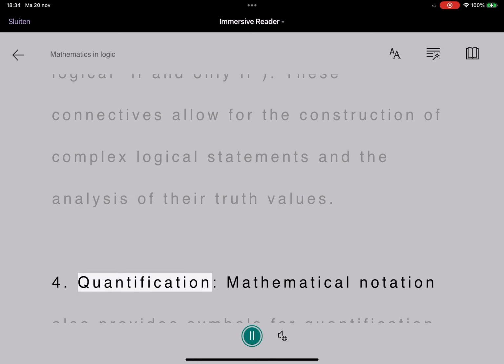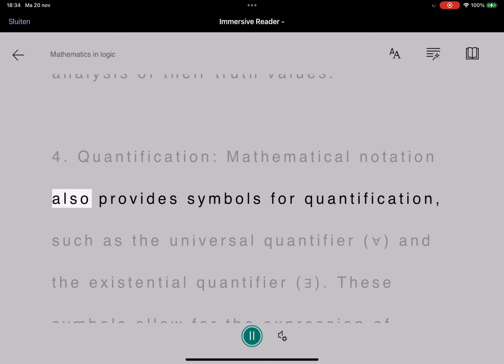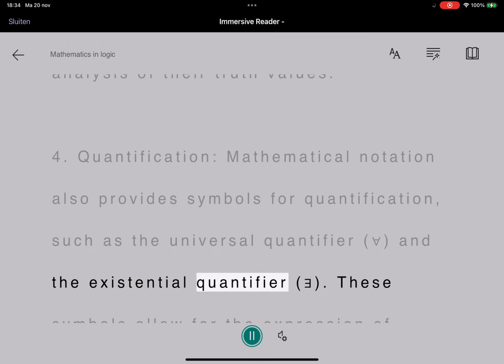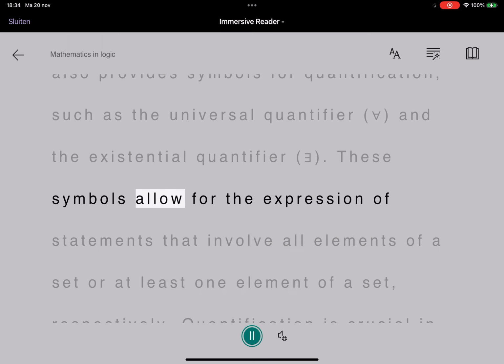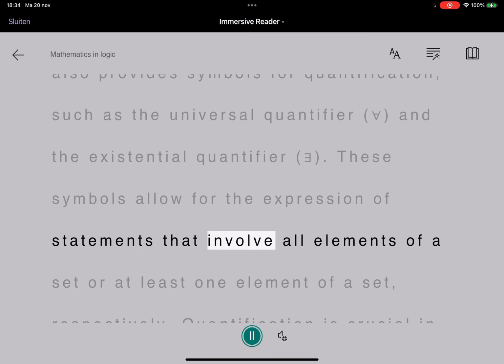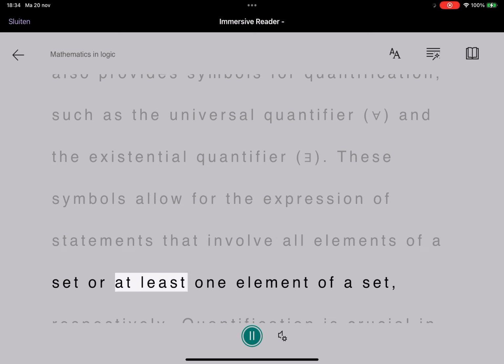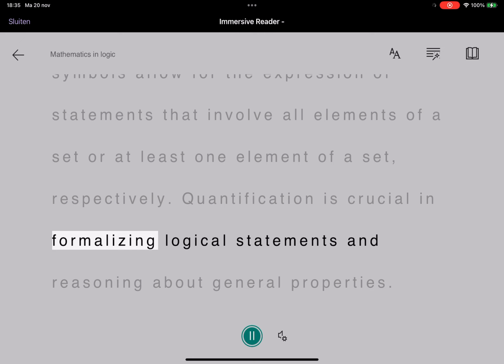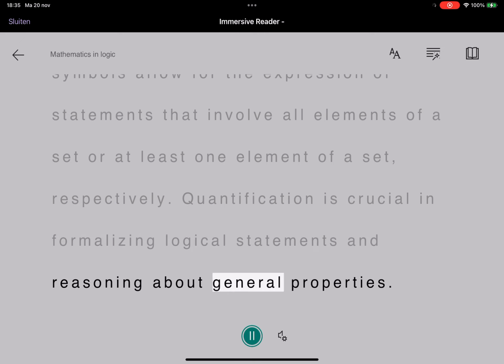4. Quantification. Mathematical notation also provides symbols for quantification, such as the universal quantifier, for all, and the existential quantifier, there exists. These symbols allow for the expression of statements that involve all elements of a set or at least one element of a set, respectively. Quantification is crucial in formalizing logical statements and reasoning about general properties.